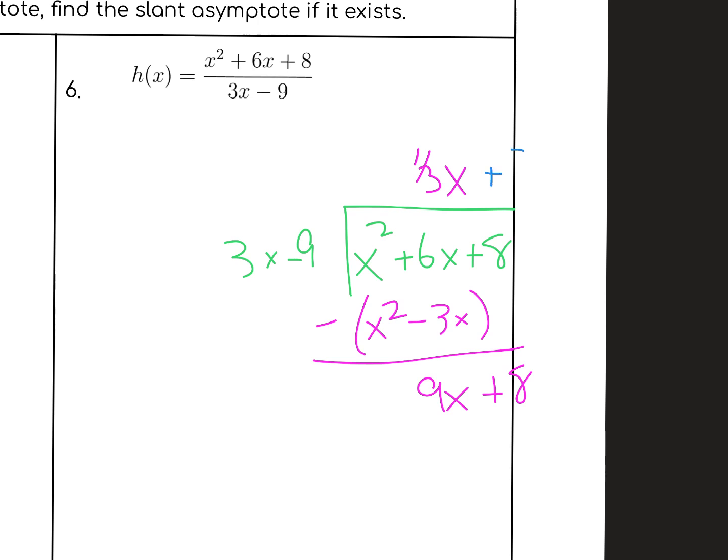Sorry, my brain fell out there for a minute. So 9x minus 27, so your remainder is going to be, what, 35 there? I don't really care about that, so your slant asymptote is 1/3 x plus 3.